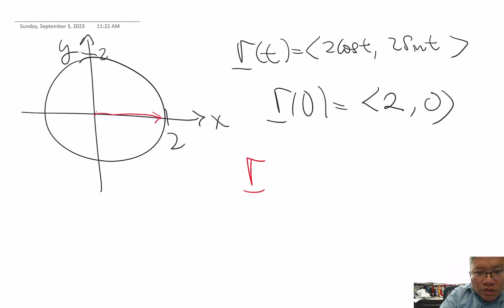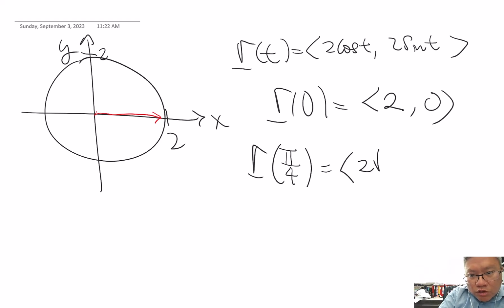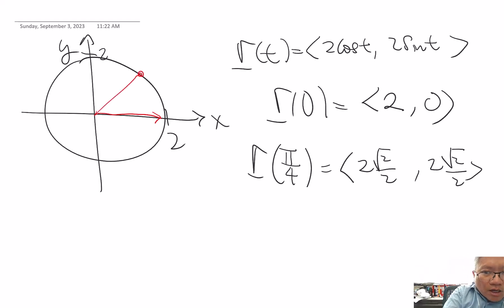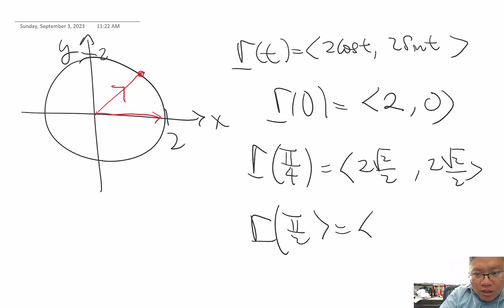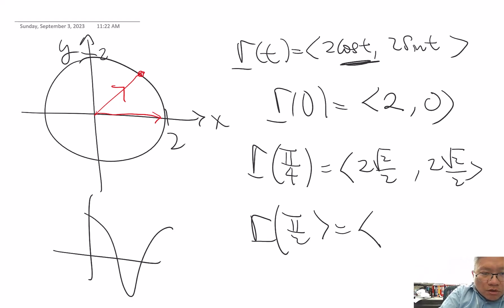For example, let's do something easier. r of pi over 4: this is going to be square root of 2 over 2, and this is going to be square root of 2 over 2. It will be pointing like that right here. That will be the position vector. Now t equals pi over 2. Cosine pi over 2 is 0, remember? So it's 0, and sine pi over 2 is 1, so times 2, it will be 2. So now I will have this one right here.